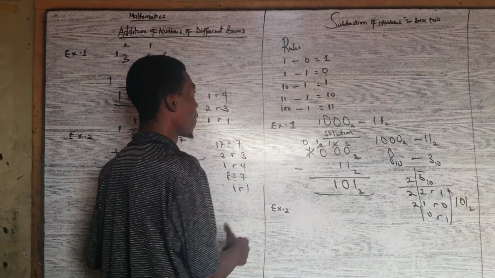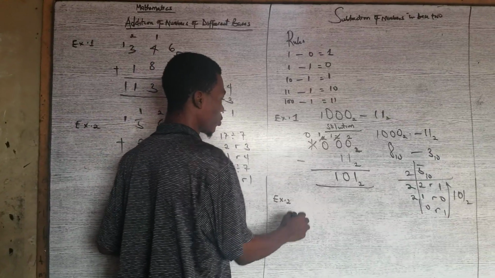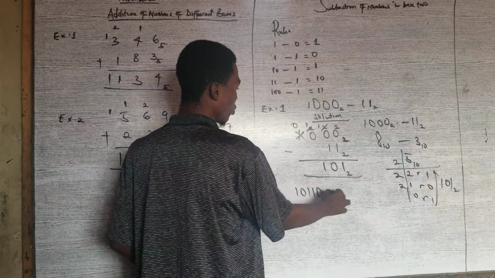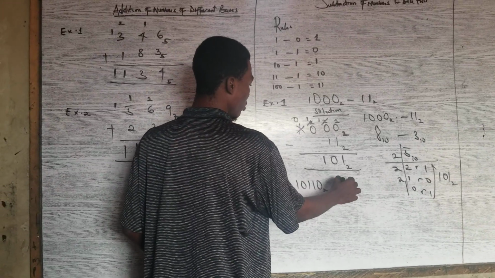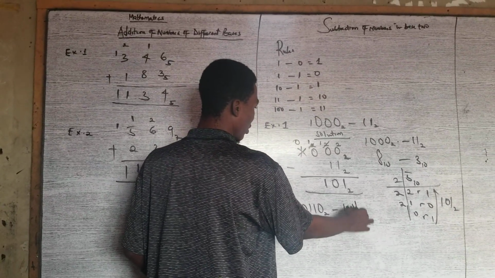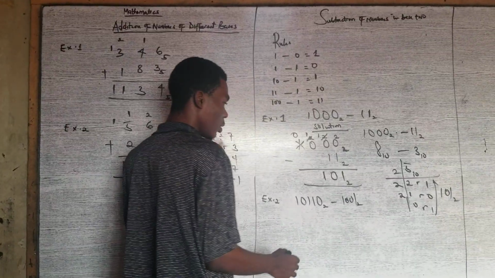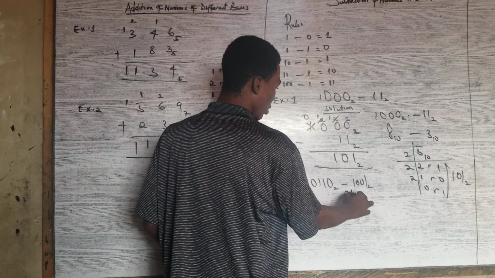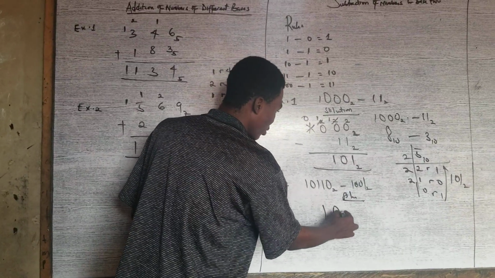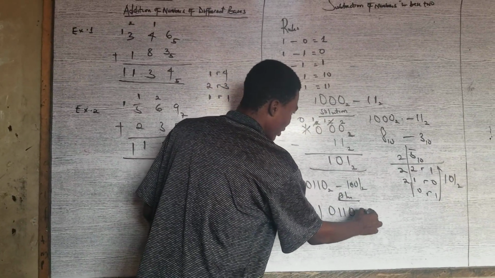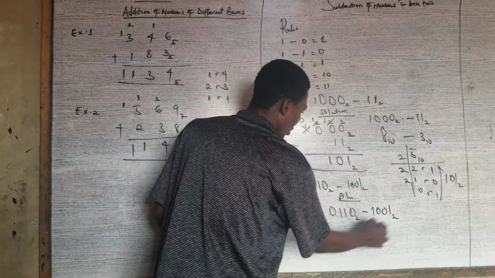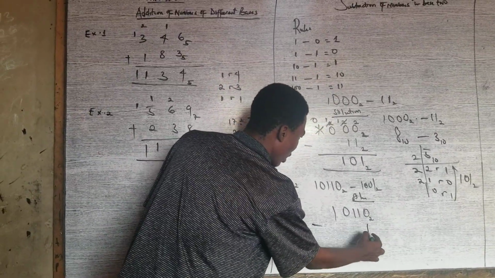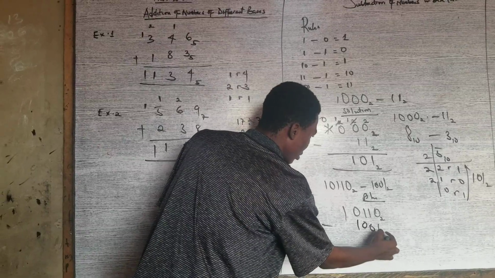So now, let's go into the example. For example, we're having 10110 base 2 minus 1001 base 2. To solve this question, it is very, very easy. So what I really want us to do is the solution. Write the question: 10110 base 2 minus 1001 base 2.